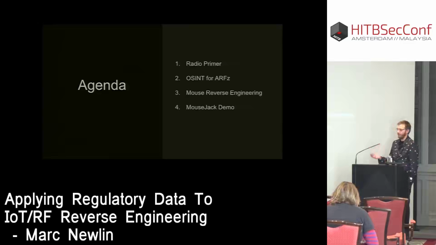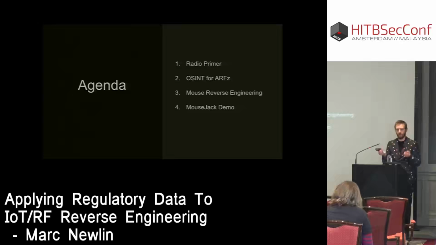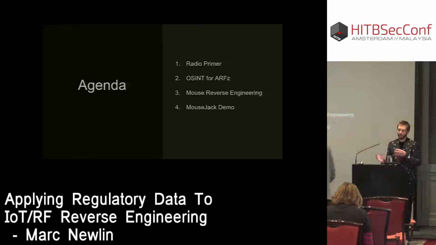Then I'm going to discuss how we can use open source intelligence to increase the speed of the reverse engineering process. So that will be, what information can we get to take work away that we otherwise would have to do. Then I'm going to walk through the process of reverse engineering the specific RadioShack 2.4 gigahertz wireless mouse. And then finally, I'll do a demo of a MouseJack attack, which was the result of these methodologies.